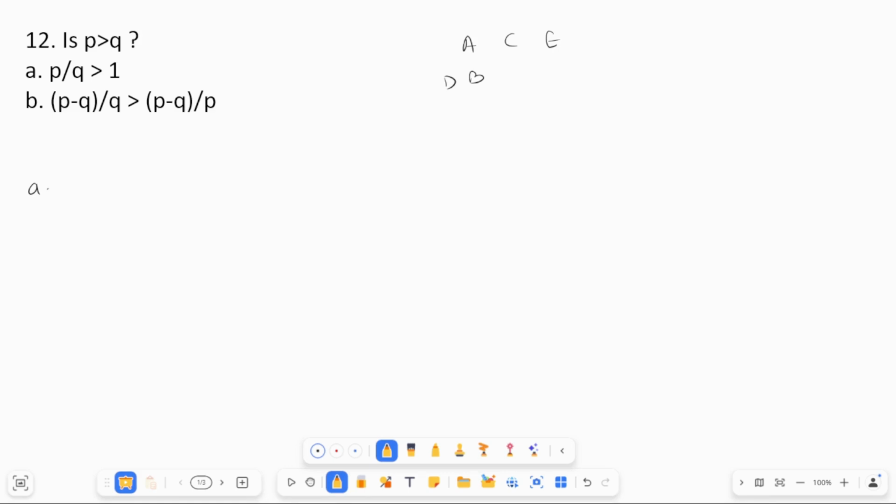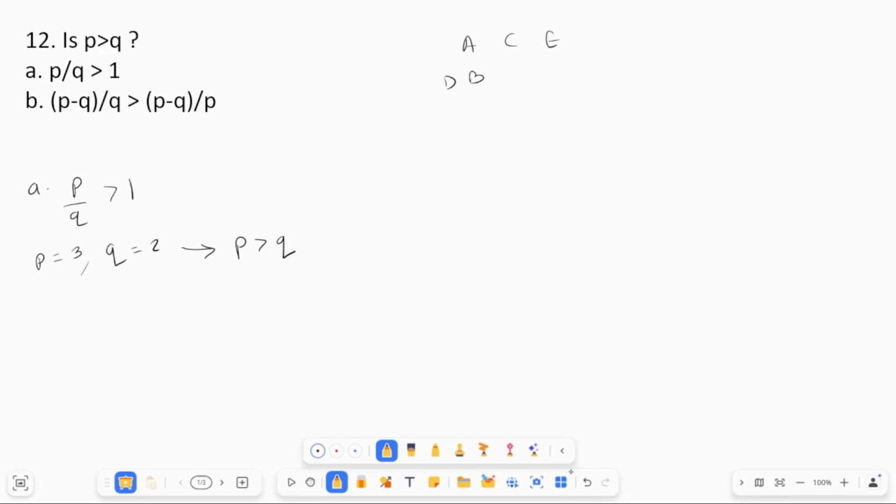The first statement says that P over Q is greater than 1. Whatever this ratio is, that ratio is greater than 1. If P and Q are both positive, for example, if I say P is 3 and Q is 2, the ratio will be 1.5 and yes, it is greater than 1. But that also implies that P is greater than Q.